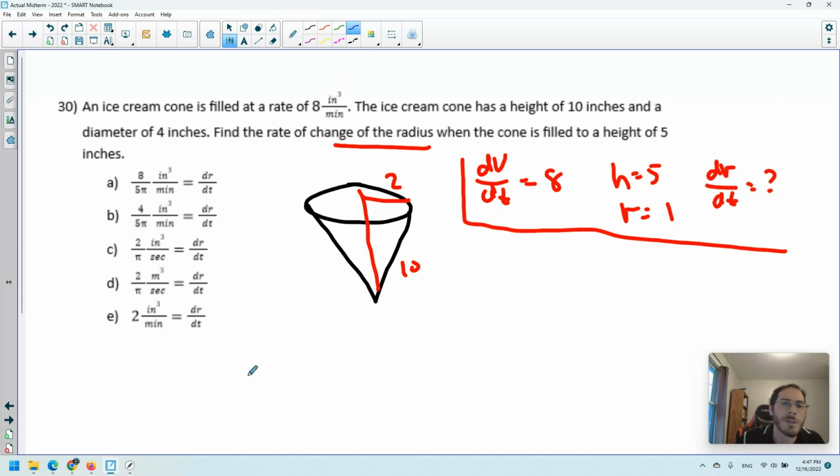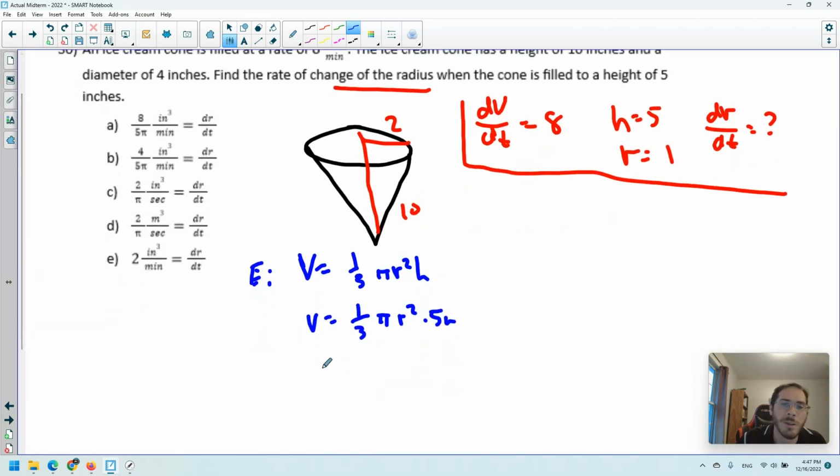All right, so our equation for this, pretty solid. V of a cone is 1/3 pi r squared h. We know that the height is 5 times as big as the radius, so 1/3 pi r squared times 5r. We'll simplify things to make the derivative a little bit easier to find. So 5/3 pi r cubed.